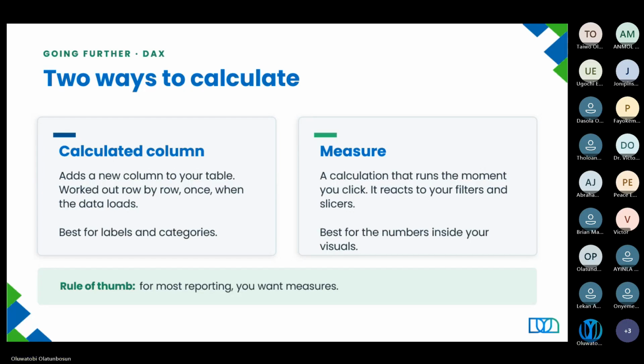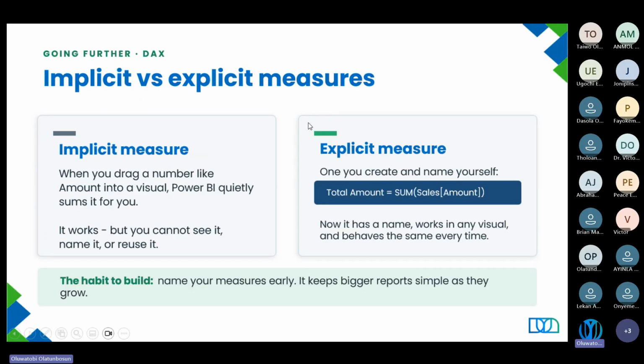Then the next one is measure, creating a measure. A measure is a calculation that runs the moment you click. So this is always advisable. And this takes me to the next point on the slide deck, which is implicit and explicit measures.